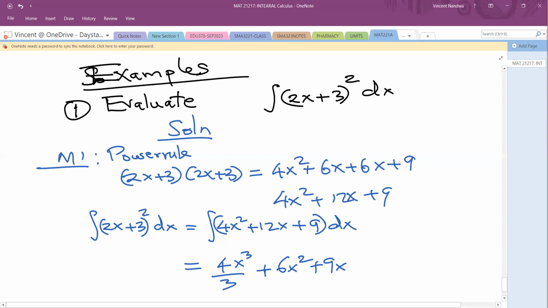Because remember, these are constants. So where there's 9, if you are to force an x, it will be x power 0. So when you add 1, you are just dividing by 1. It remains the same 9, okay? Plus c.